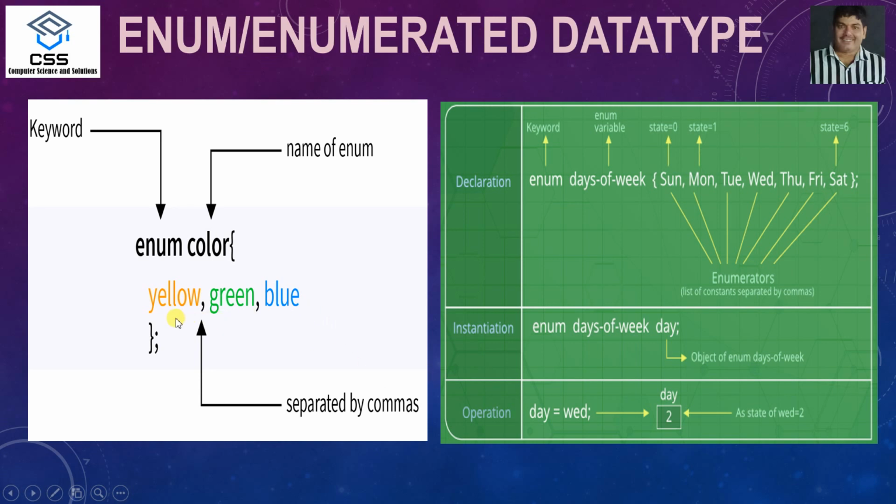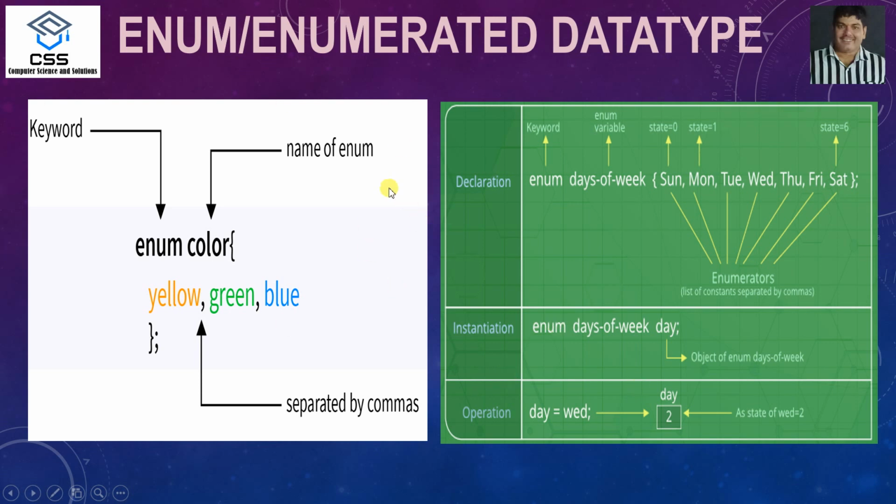And accordingly, if you store a value, suppose yellow equal to 10, yellow value is 10, green is 11 and blue is 12, means whatever value is stored, the later values will be incremented by 1. Again I am repeating, if no value is stored, the default value of yellow is 0, green is 1, blue is 2, sequentially incremented by 1. And if you store the value, suppose yellow is 100, then green is 101 and blue is 102 respectively.